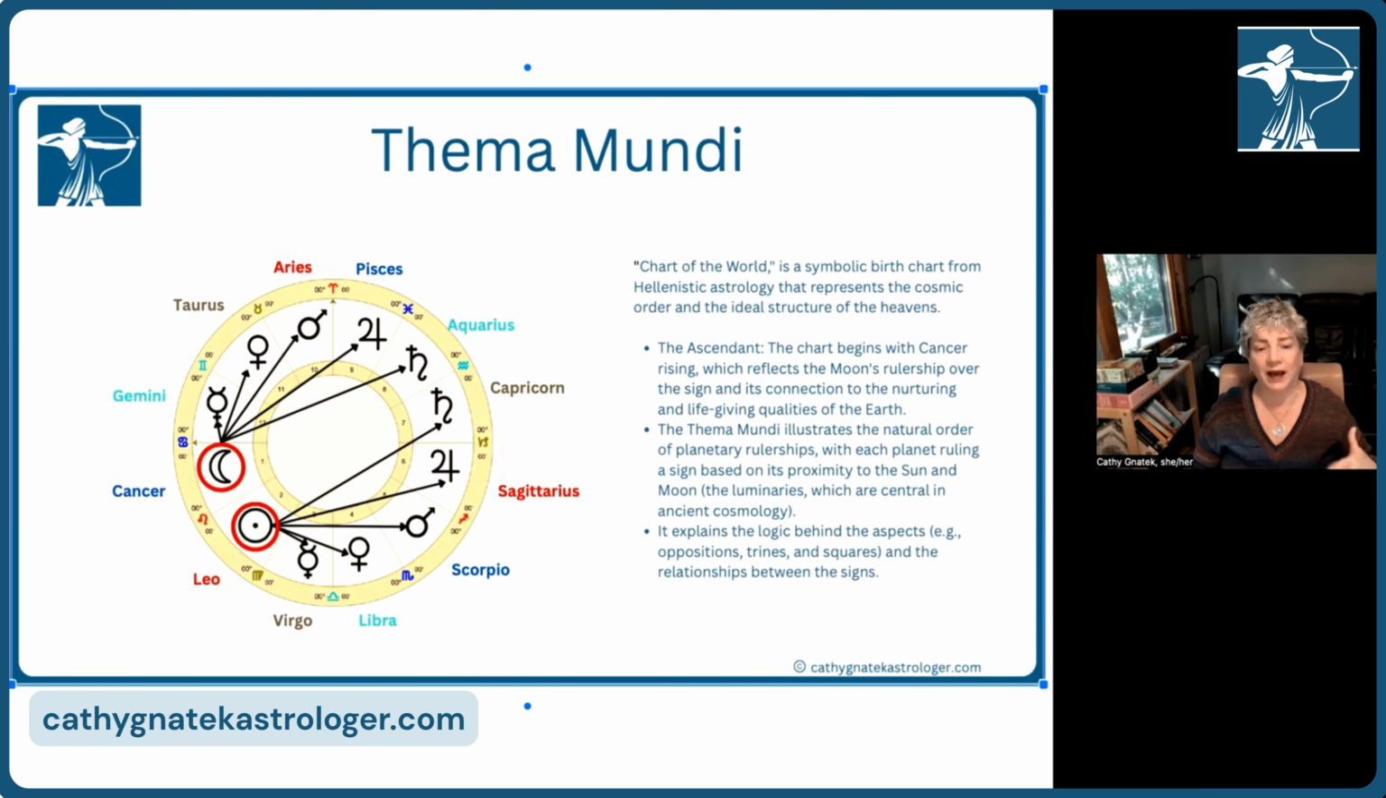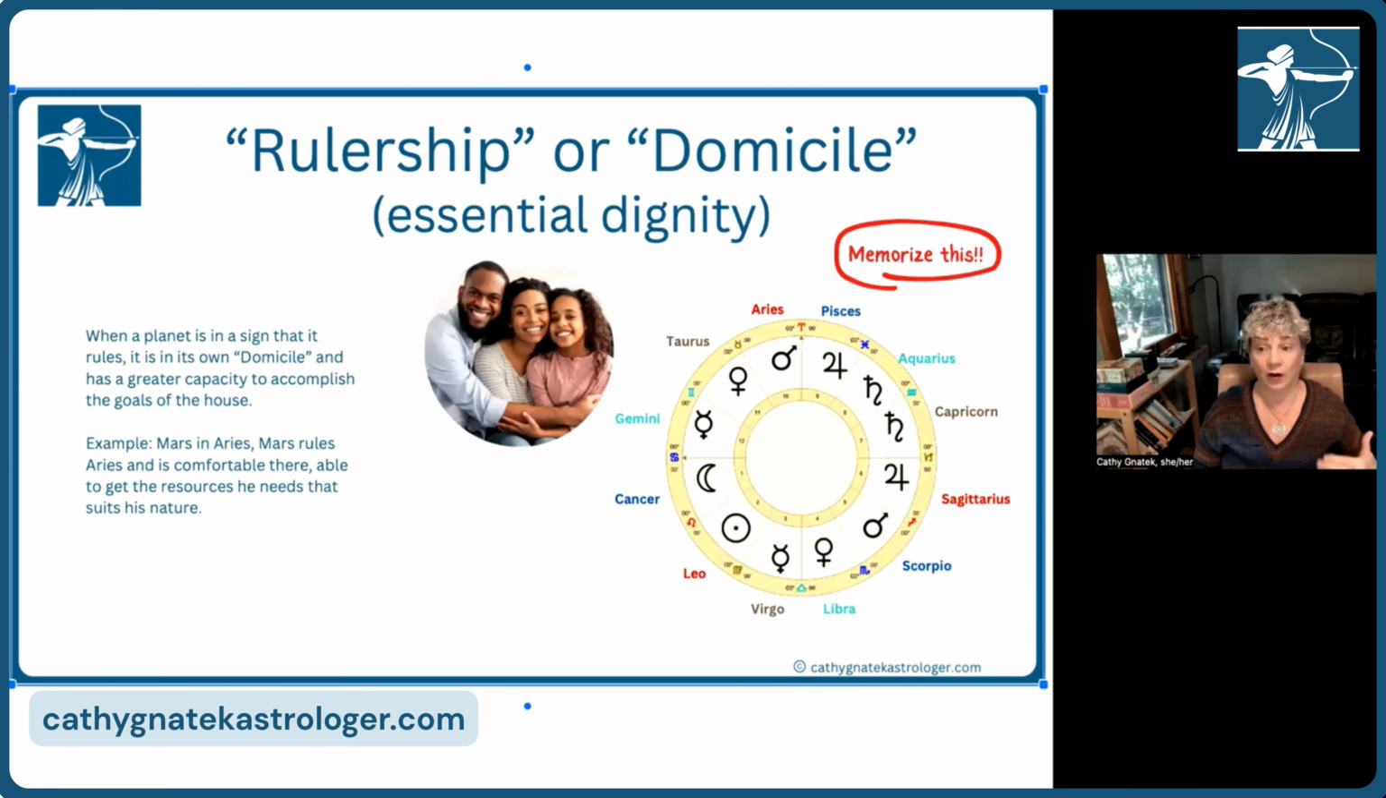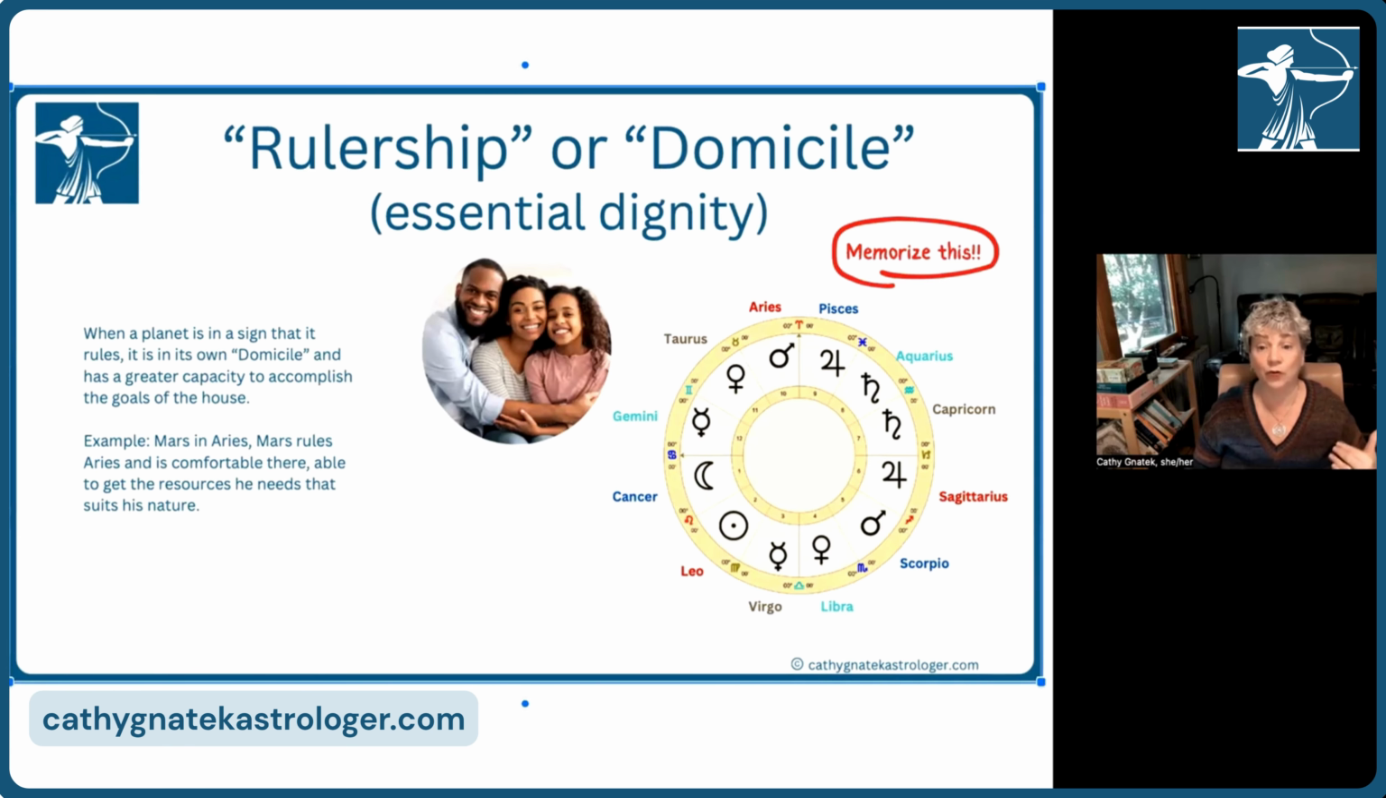There's a beauty and a pattern. There's a reason behind the idea of which planets rule which signs, and you can see this reflected in the Thema Mundi. If you want a deeper dive on that, check out my video where we talked about domicile or rulership. I go into that in more detail there. So this is a slide that shows you which planets rule which signs. The moon rules Cancer, Gemini is ruled by Mercury, Venus rules Taurus, and so on. Again, you can take a deeper dive into that in the domicile video.